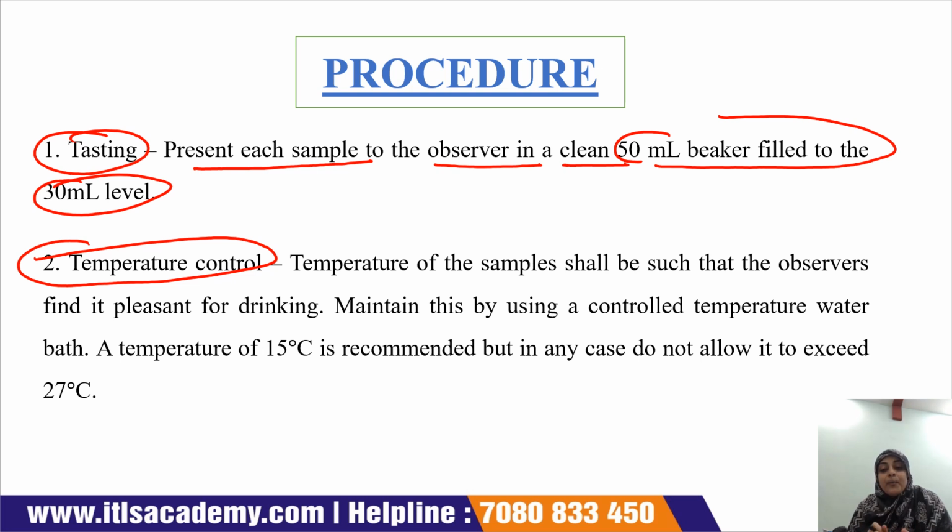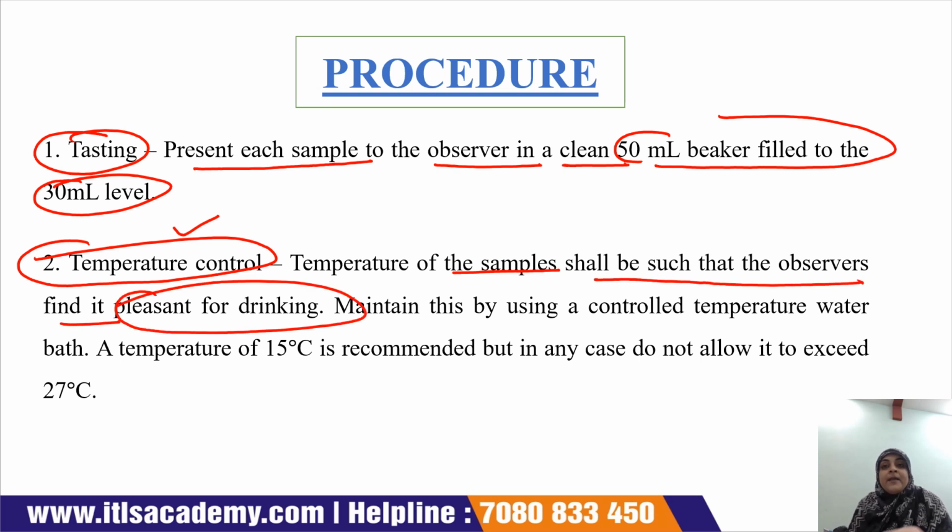After properly cleaning, 30 ml of water should be filled in the 50 ml beaker. Then the next procedure is temperature control. The temperature of the sample shall be such that the observer finds it pleasant for drinking. It's not so hot, it's not so cool, but the temperature is such that when the observer drinks it, it is pleasant for drinking.